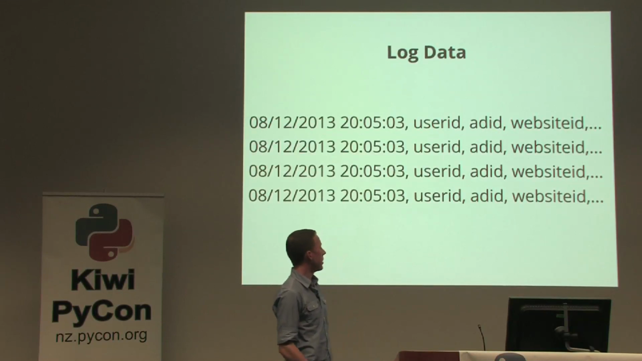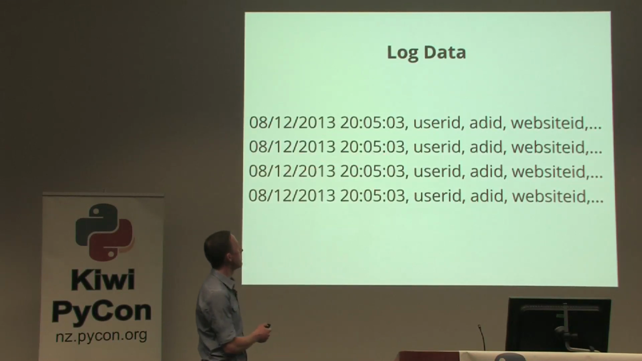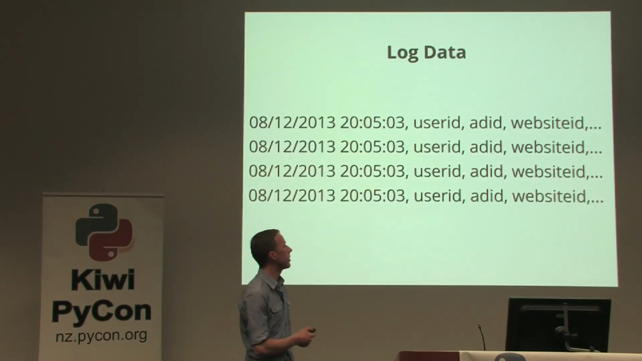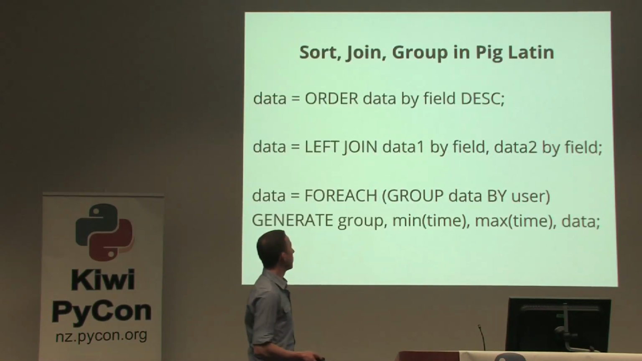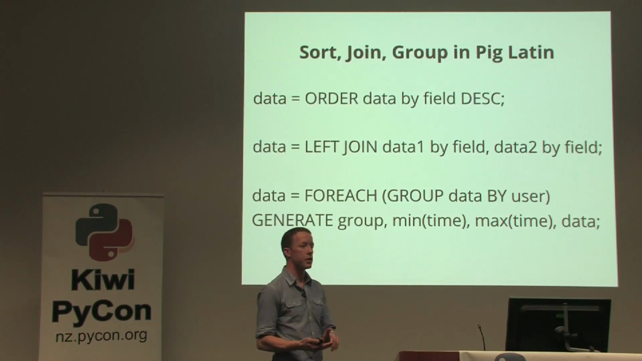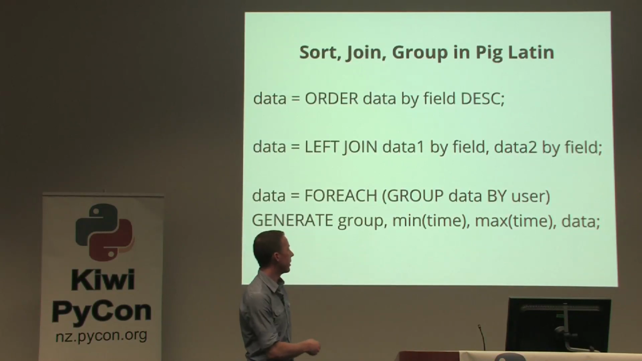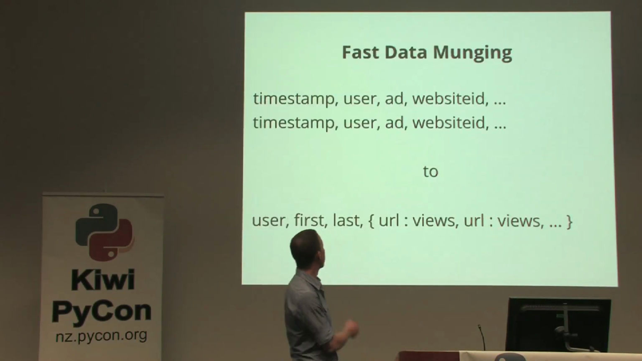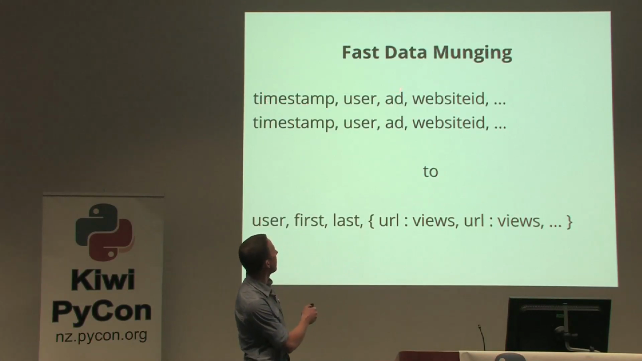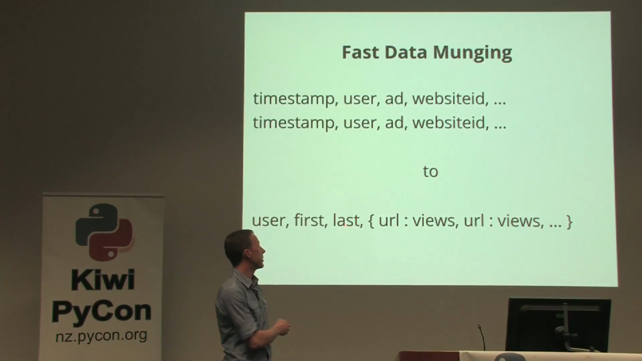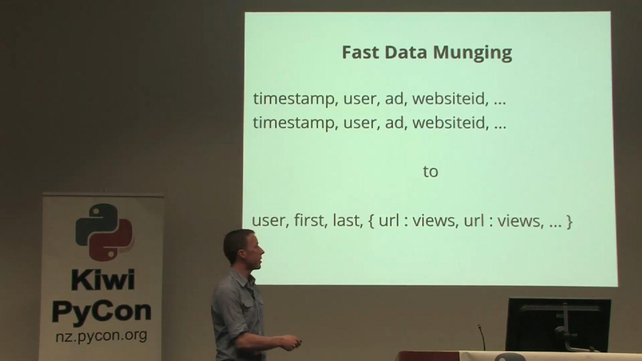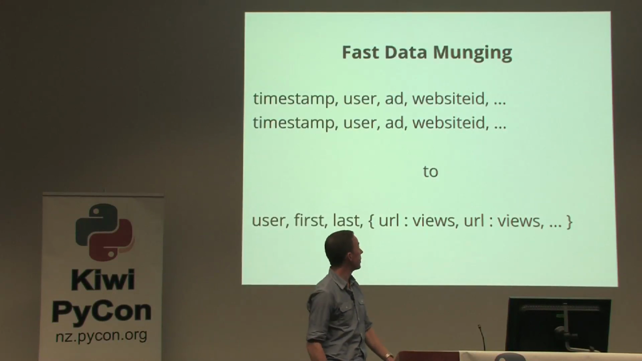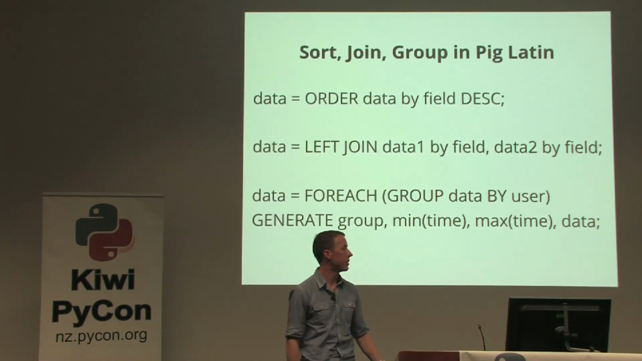This is the log data that we might have simplified. We've got a timestamp, a user ID, an ad ID, a website ID, and a whole bunch of other stuff. We can do joins, sums, aggregates, anything you can do in SQL, you can do operations on aggregates and groups and things. For instance, if we wanted to go from timestamp, user, ad, website to the user ID, the first time they were seen, the last time they were seen, which URL they've been to and how many views they've had across a month, that transformation there is basically those 3 statements.